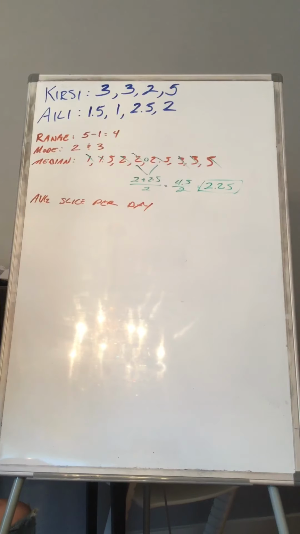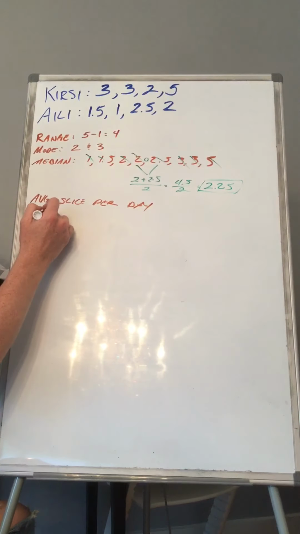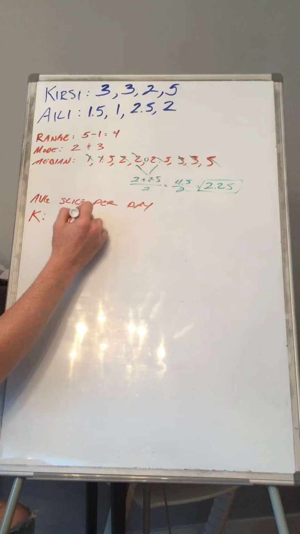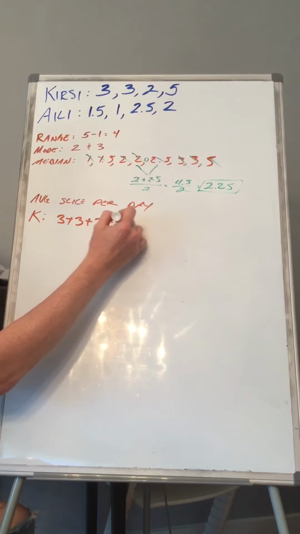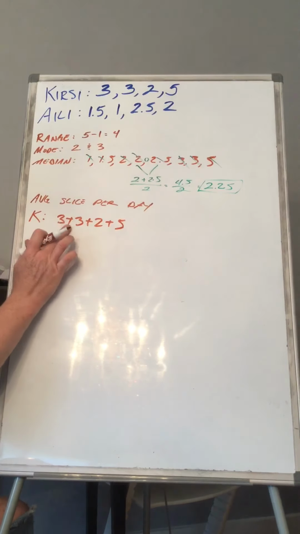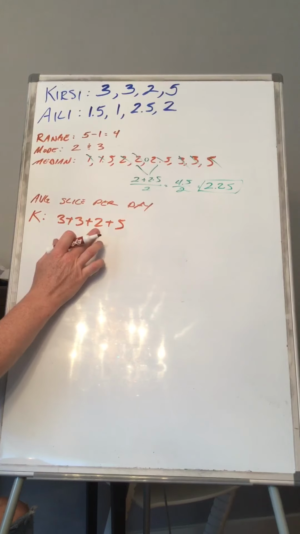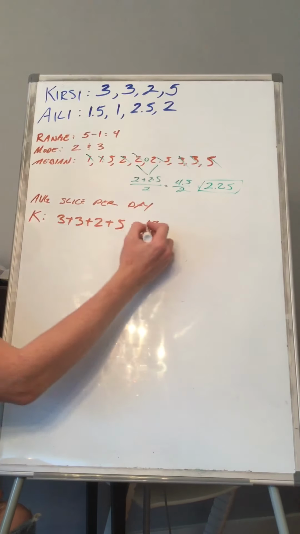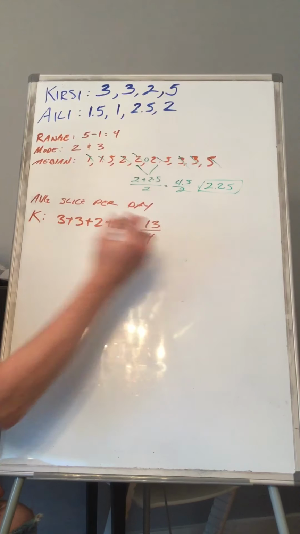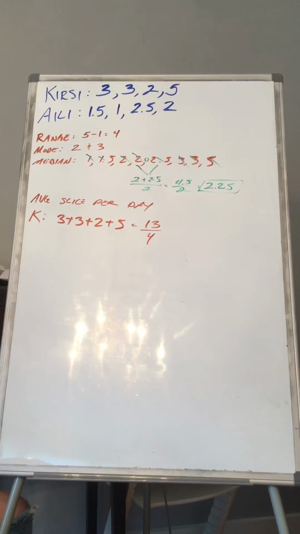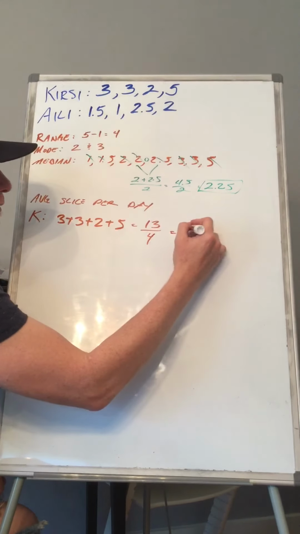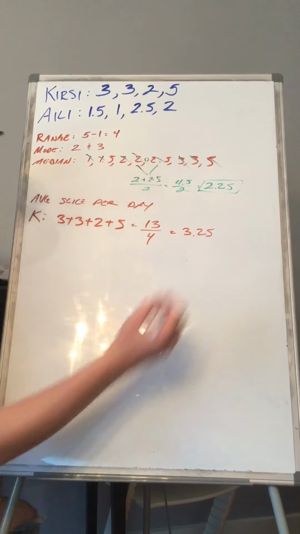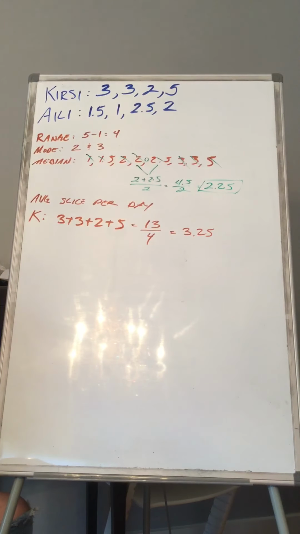For Kiersey, 3 plus 3 plus 2 plus 5, 6, 8, 13, and I have 4 values, so I go 13 divided by 4, and I get 3.25 for her average slice per day.